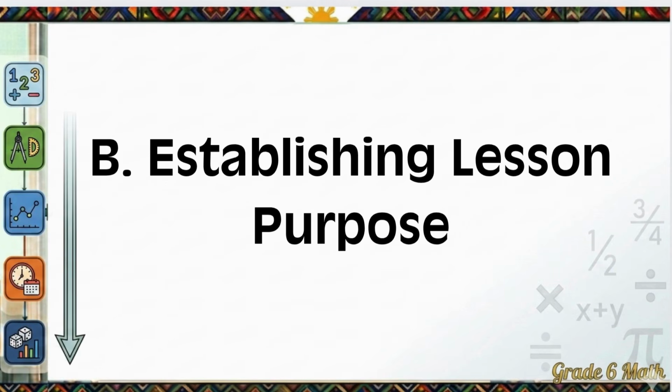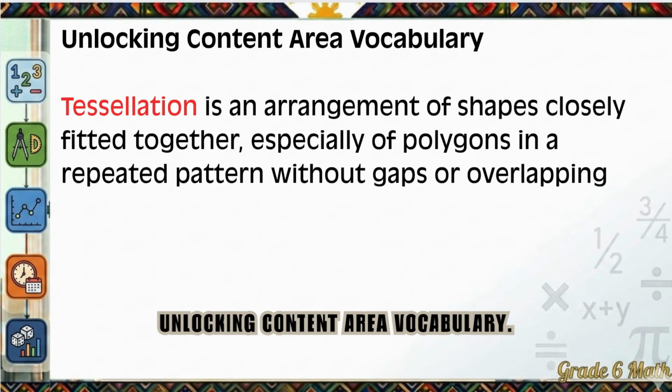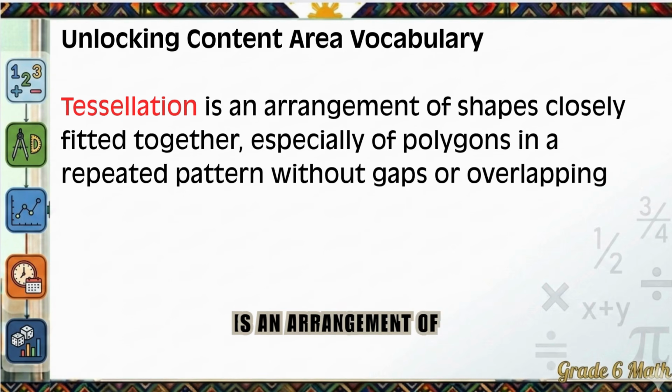Establishing lesson purpose. Unlocking content area vocabulary. Tessellation is an arrangement of shapes closely fitted together, especially of polygons in a repeated pattern without gaps or overlapping.